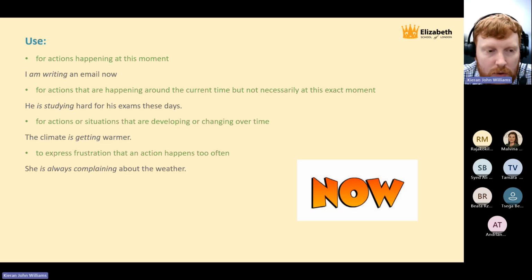It is also for actions that are developing over time. So it tells us here the climate is getting warmer. Okay, so this happened in the past, it is happening now, and it's probably going to happen in the future as well.